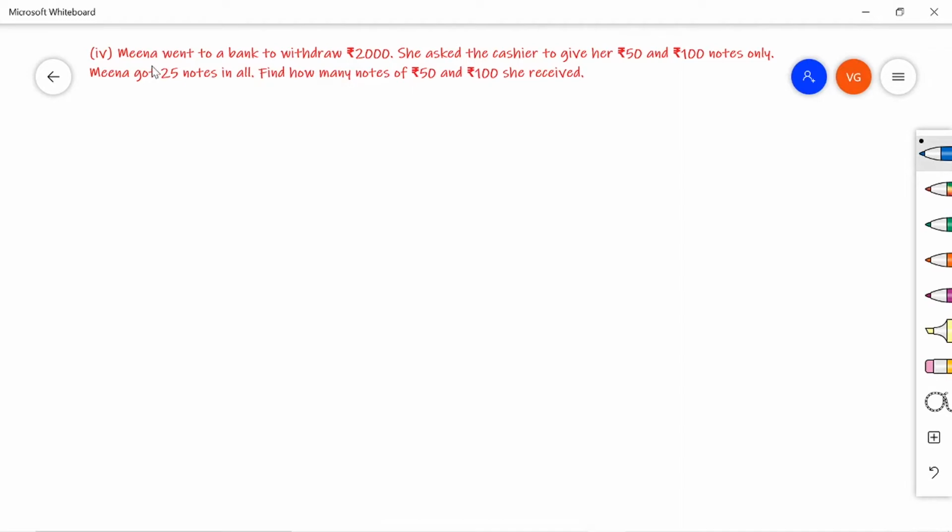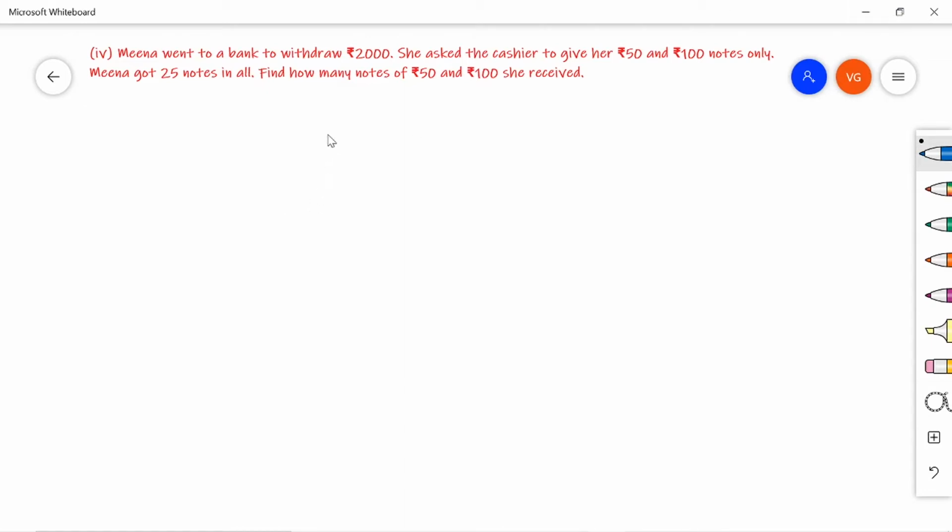Problem goes like this. Meena went to a bank to withdraw 2000 rupees. She wanted the cashier to give her 50 rupees and 100 rupees notes only. Meena got 25 notes in all. Find how many notes of 50s and 100s she received, right? So she went to bank to withdraw the money, total of 2000 rupees, and she asked for only 50s and 100s, right? So totally she got 25 notes. Then how many 50s and how many 100s? That is the question, right?